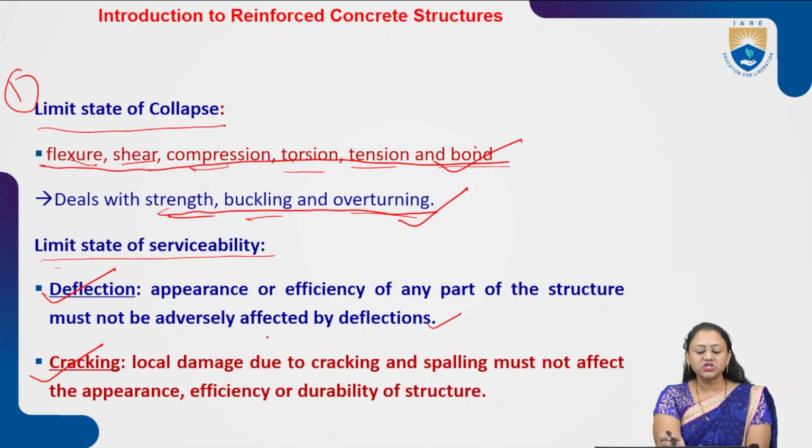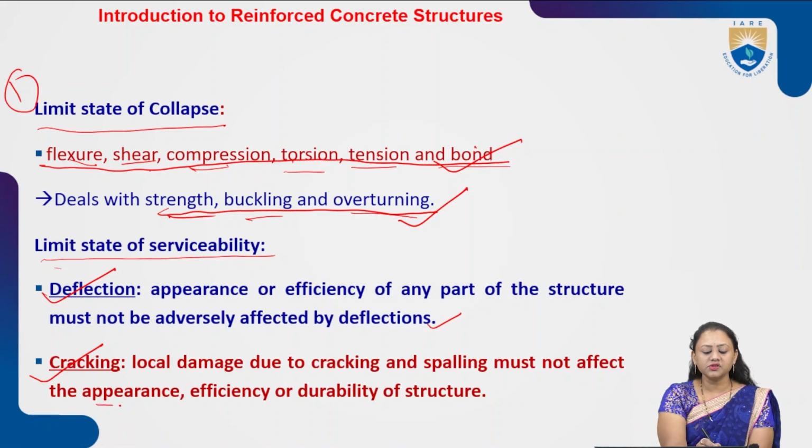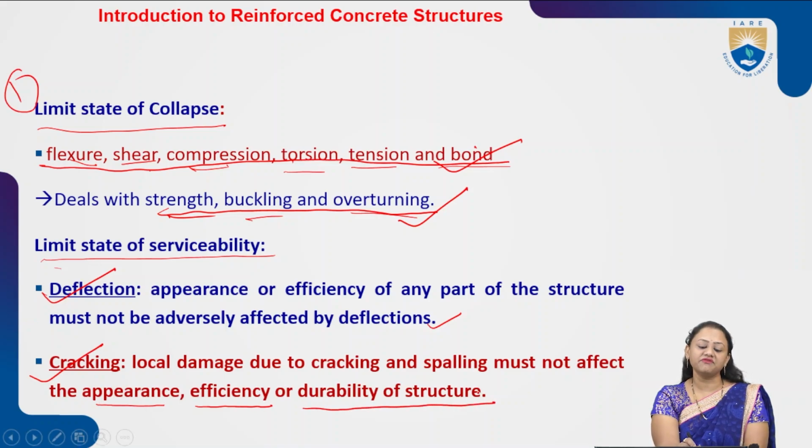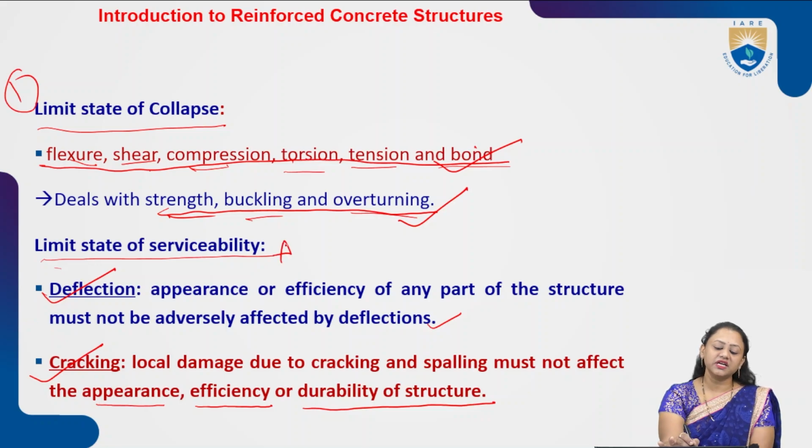Local damage due to cracking and spalling must not affect the appearance, efficiency and durability of the structure. So we have to prevent the structure from cracking, because the appearance is going to be deteriorated, the efficiency of the structure is going to be deteriorated, and the durability of the structure is also going to be affected. That's why we have to prevent cracking and deflection. So when we say limit state of serviceability, it deals with deflection control and cracking.